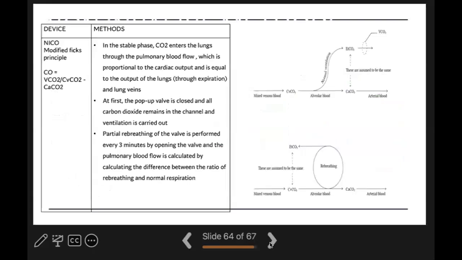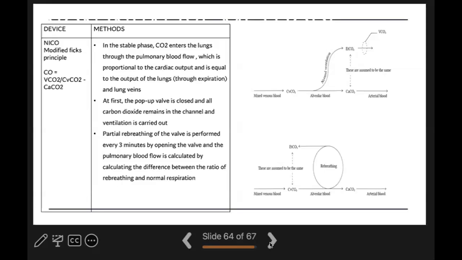Then coming on to the modified Fick principle, I think this should be easy to understand, where we have the Fick principle. We used oxygen to calculate the Fick principle cardiac output. That was an invasive one where you put in a line, you take samples, and then you see how the oxygen goes and you're measuring the cardiac output. Here in the modified Fick principle, you are going to use carbon dioxide in place of oxygen. The formula remains the same.